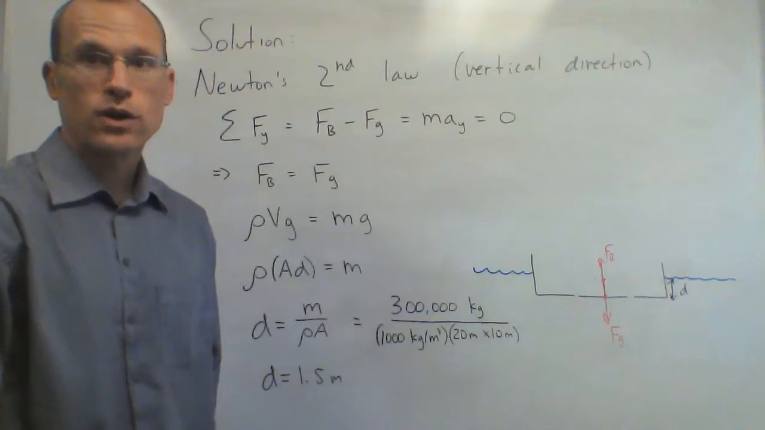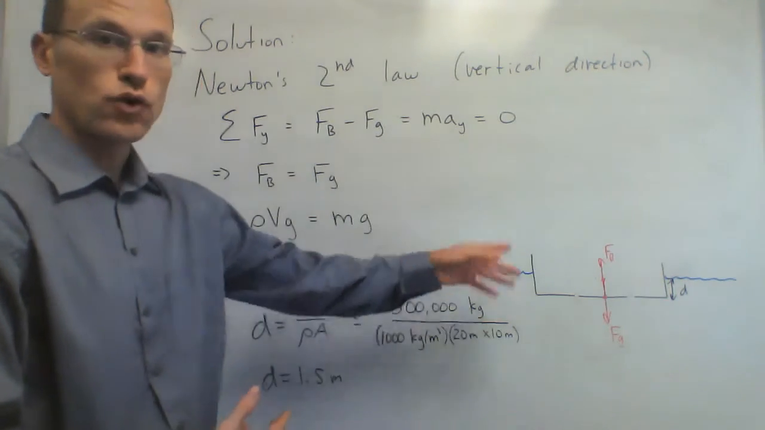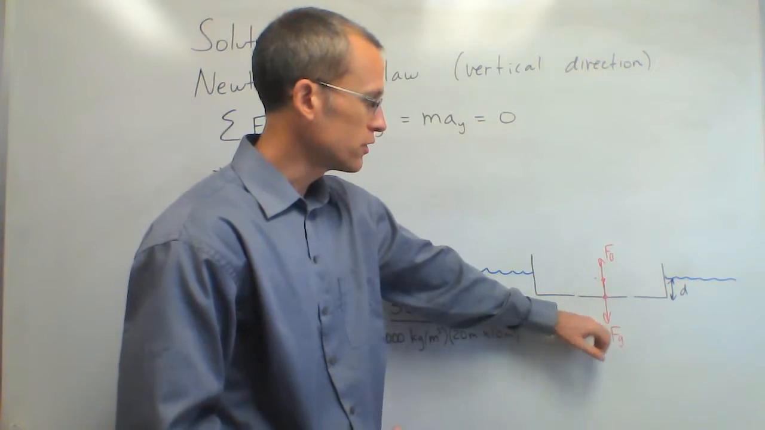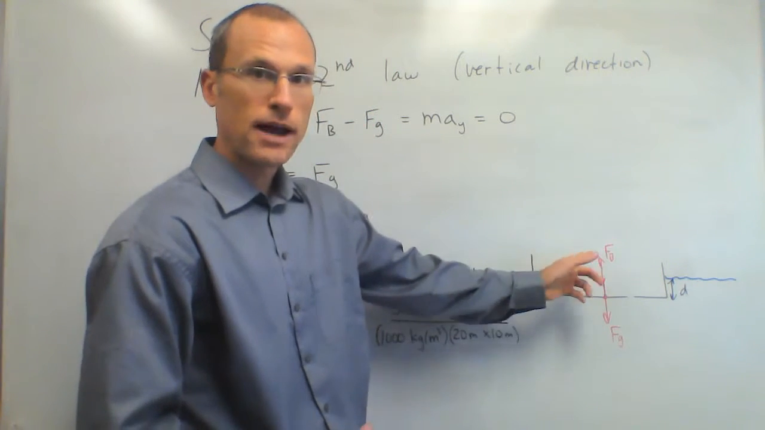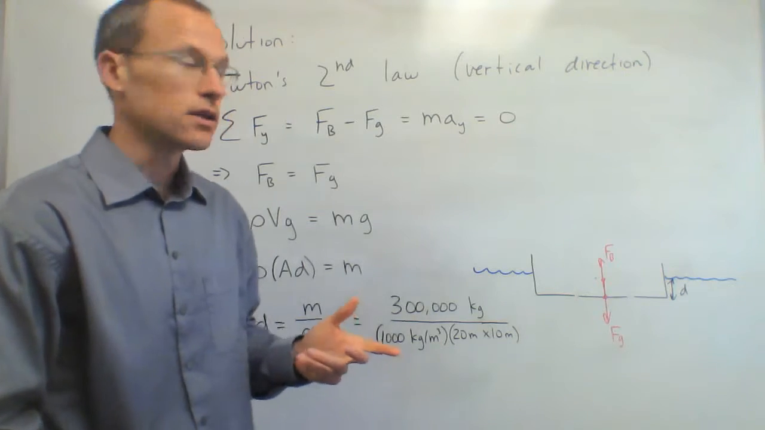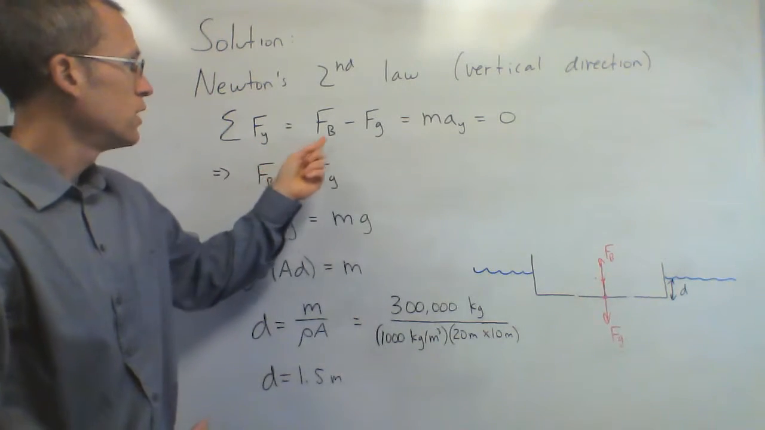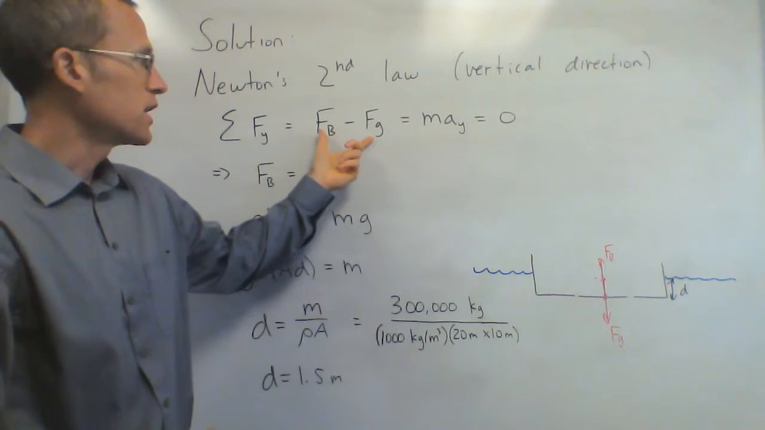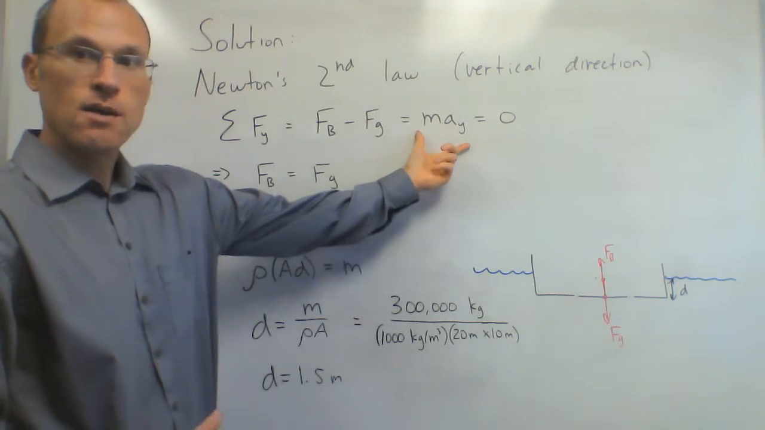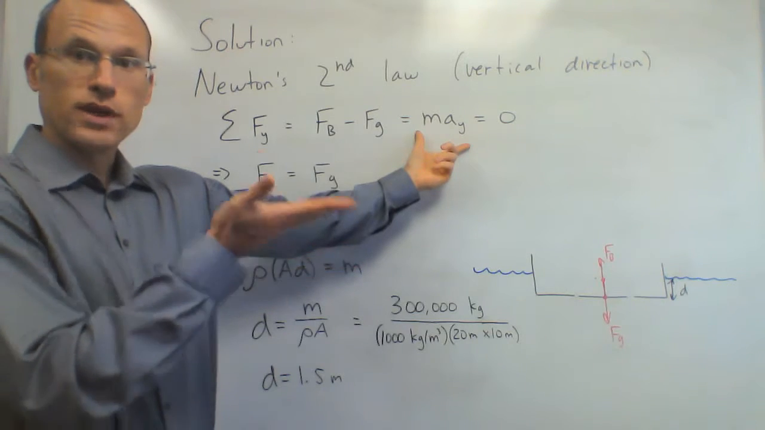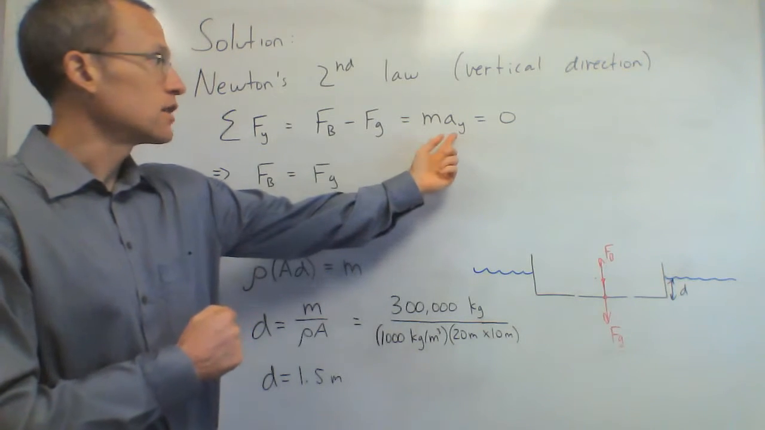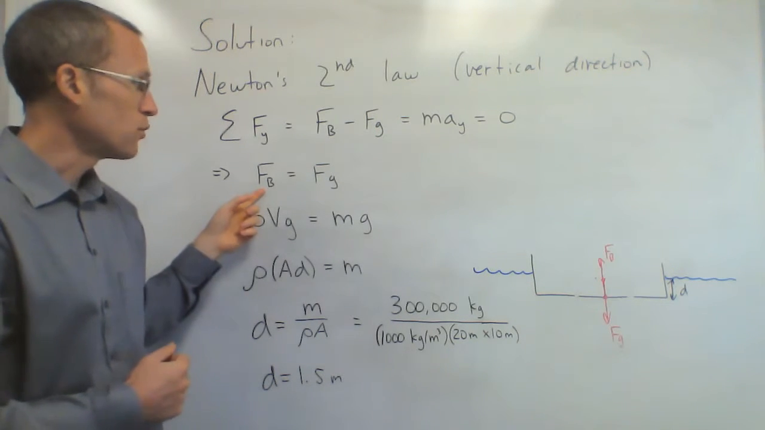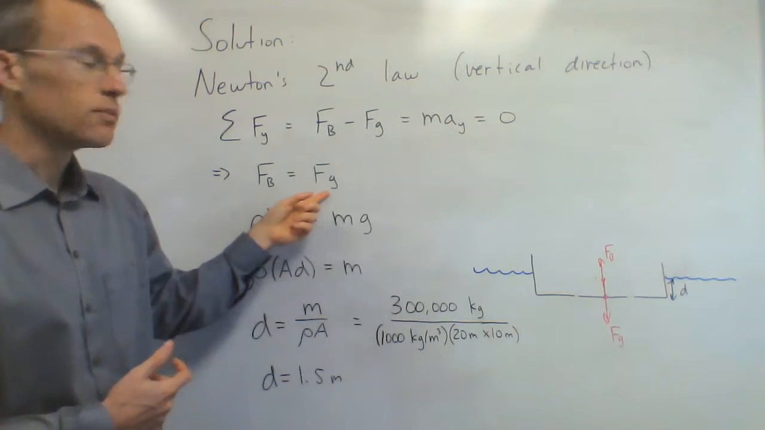So to solve this, first thing I want to do is look at Newton's second law in the vertical direction. So I have two forces, gravity pulling down my barge, buoyant force, water pushing it back up. So in terms of Newton's second law, I have force in the y direction, Fb pushing up positive, Fg pushing down negative. Those equal mass times acceleration, but because this barge is floating, it's not moving up or down, so acceleration is 0. So what this turns into is that Fb, my buoyant force, equals Fg, the weight of the boat.